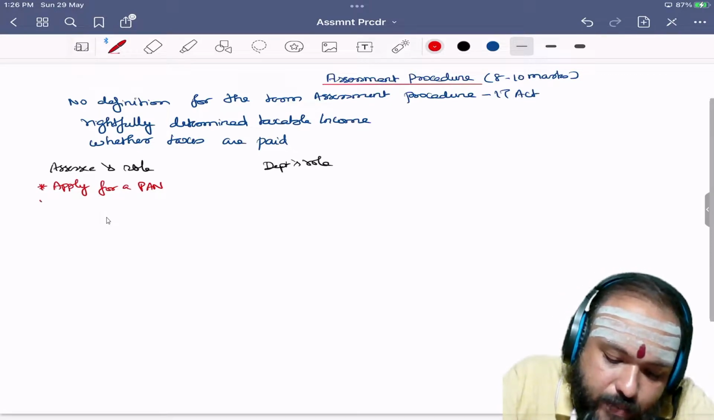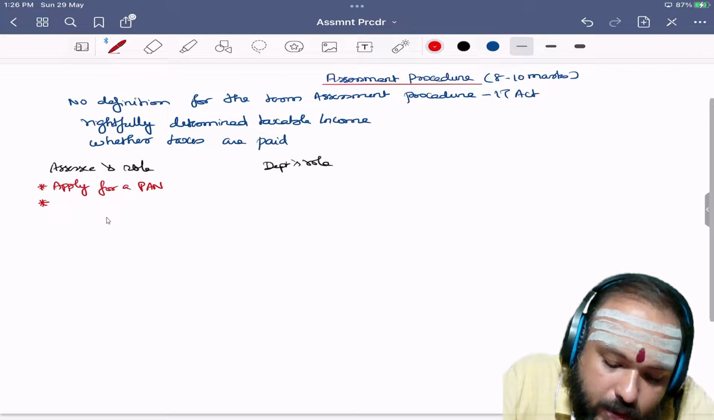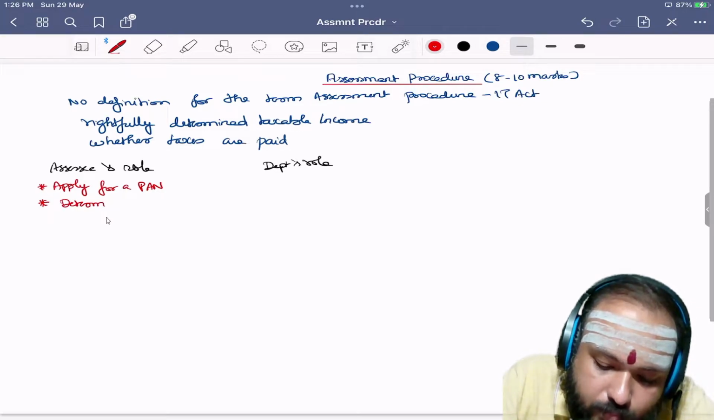And second step is to determine taxable income.